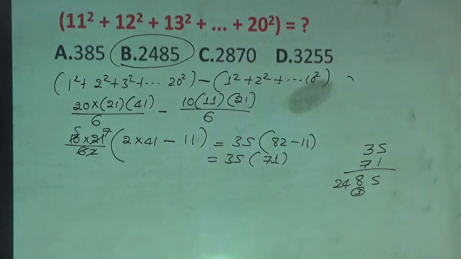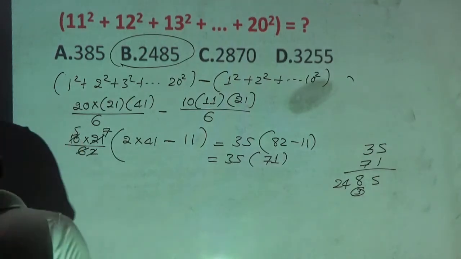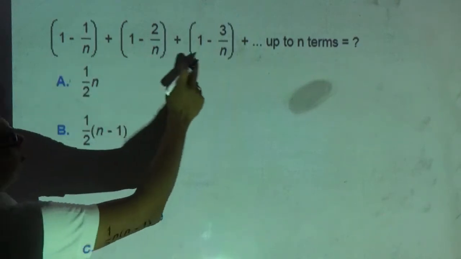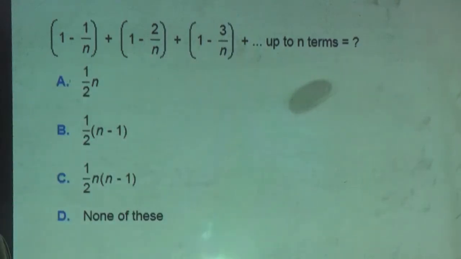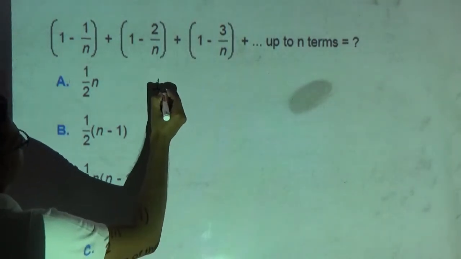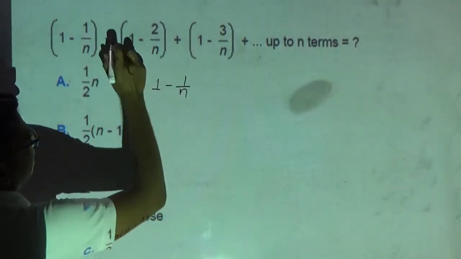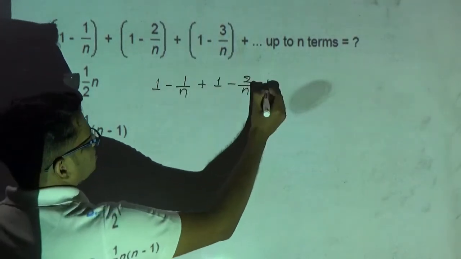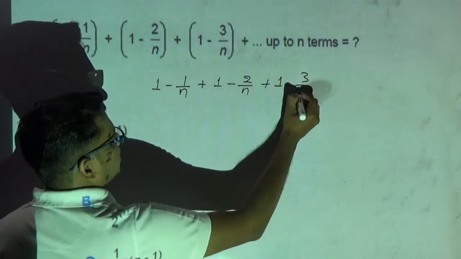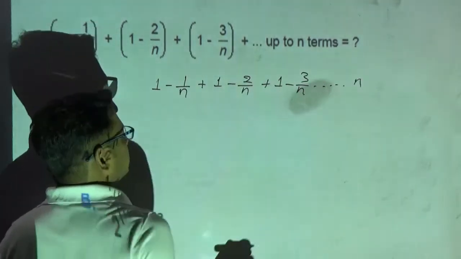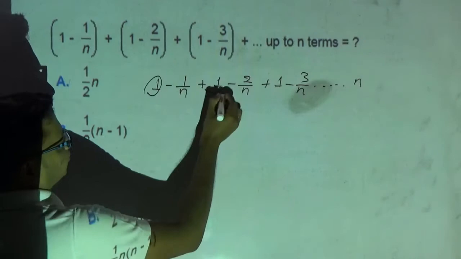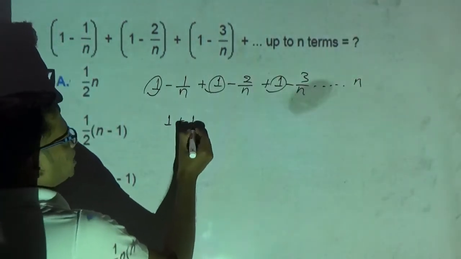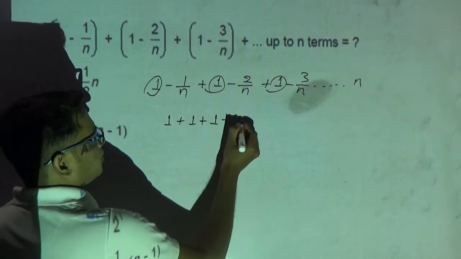Hope you have understood the logic I followed in this example. The next question: I need to find out the sum of these terms up to n terms. This can be written like this: 1 minus 1 by n, plus 1 minus 2 by n, plus 1 minus 3 by n, up to how many terms? n terms. Now here, 1, 1, like that, up to n terms, I will separate that: 1 plus 1 plus 1 up to n terms.